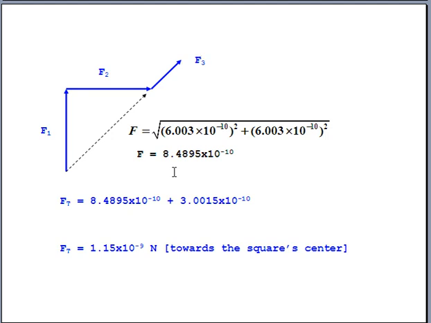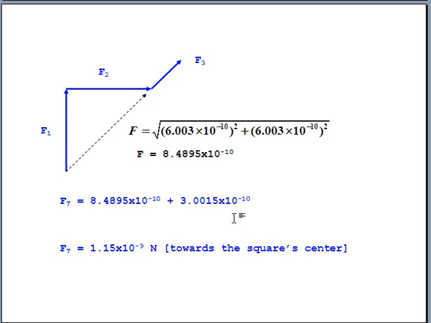Now I'm going to be a little sneaky as I present my final answer, and I'm not going to say northeast. I'm going to say towards the square center, because if I do that, I've actually given you the answer for any one of those 4 squares. They're always going to have a force overall that gets pulled in towards the center of the square.